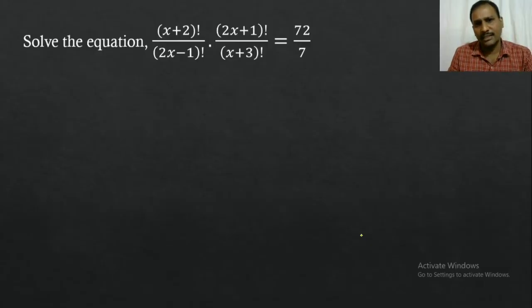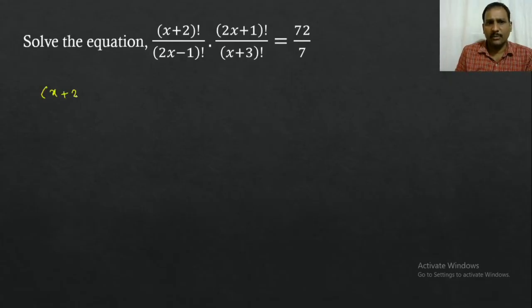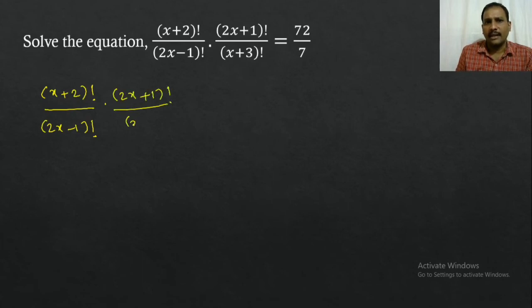Solve the equation (x+2)! / (2x-1)! × (2x+1)! / (x+3)! = 72/7. So let us take the given problem first: (x+2)! / (2x-1)! into (2x+1)! / (x+3)! is equal to 72 by 7.